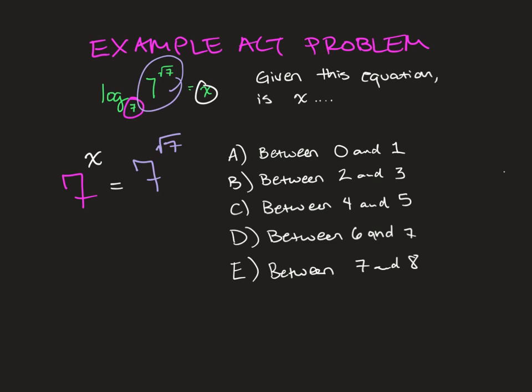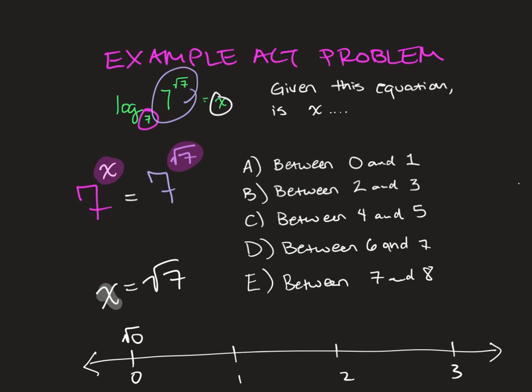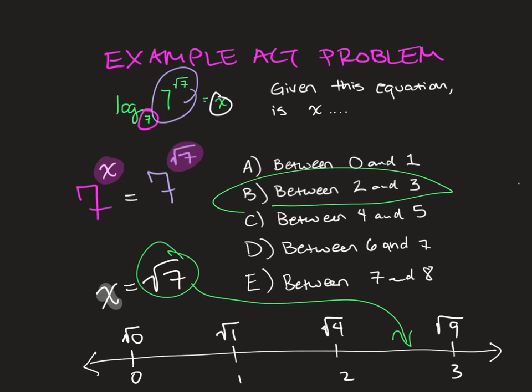And then you're like, oh, well, that's not so bad. x is the same as the square root of 7. So x is the square root of 7, and then I just need to figure out what that is between. I love using a number line for this, so now you're having to use some other knowledge that you knew from before, but that's okay. We know that the square root of 0 is 0, square root of 1 is 1, square root of 4 is 2, and square root of 9 is 3. Since 7 is bigger than 4 and less than 9, the square root of 7 would go somewhere in here, which means that my answer would be B.